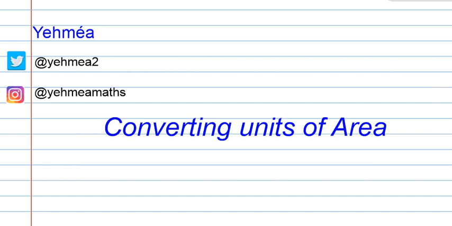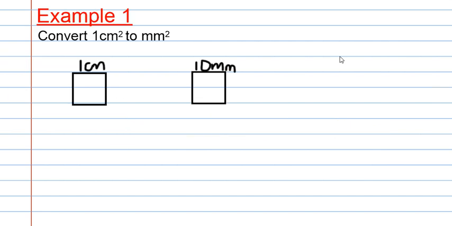In this video, we're going to be looking at converting units of area. And this is one of the GCSE topics, although it cuts across the board, year 7, 8, 9, 10, and 11. Let's go. Example 1, convert 1 centimeter squared to millimeter squared.